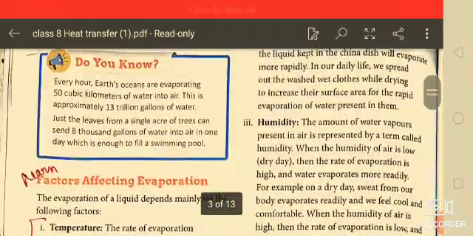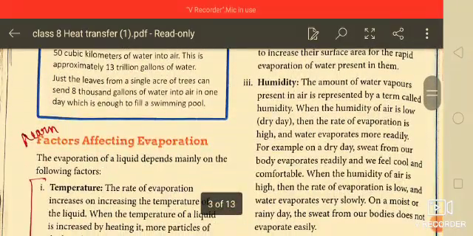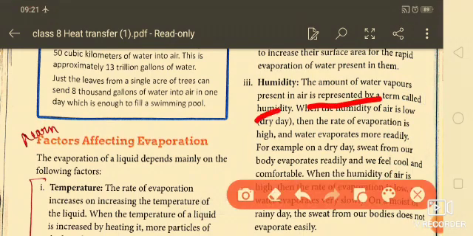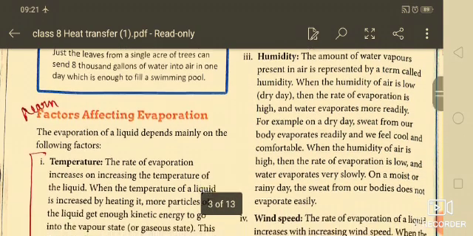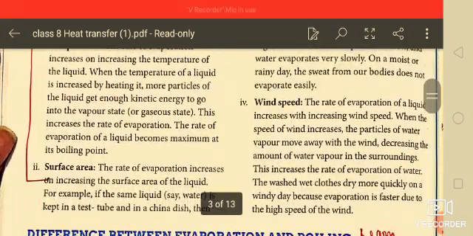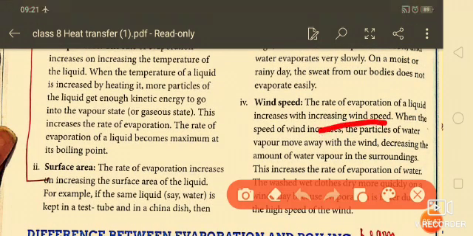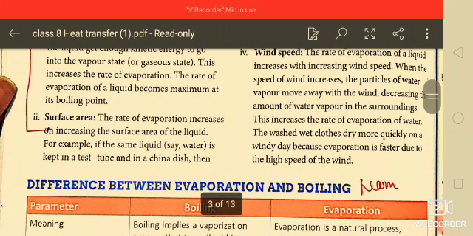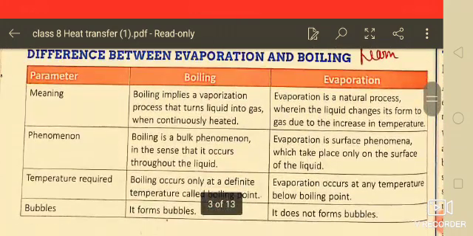Okay. Next one is humidity. The amount of water vapor which is present in air is represented by the term humidity. So when the humidity of air is low, then the rate of evaporation increases. Okay. Now wind speed: when wind speed is more, it increases the evaporation. And when wind speed decreases, evaporation decreases. This one is the parameter.